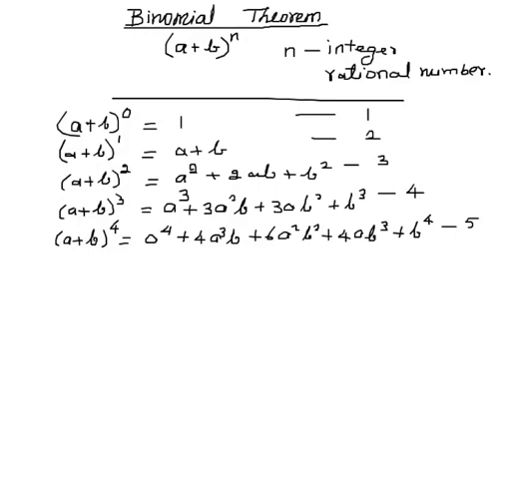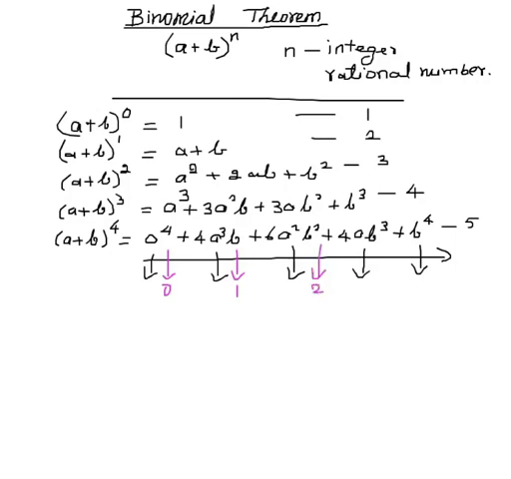And see the powers of a. The power of a is going on decreasing. Here it is power 4, then cube, then square, then power 1 and a power 0. Whereas if you see the power of b, here power of b is 0, here it is 1, here it is 2, b square term, here b cube, here b power 4. So the power of b term is going on increasing.